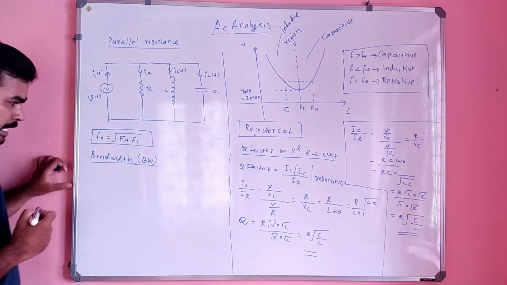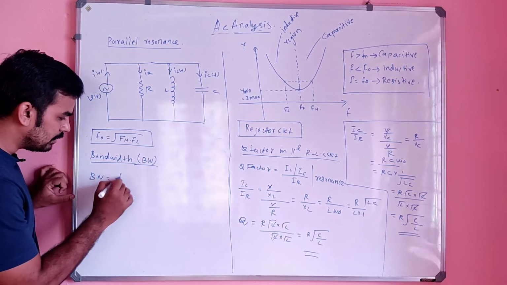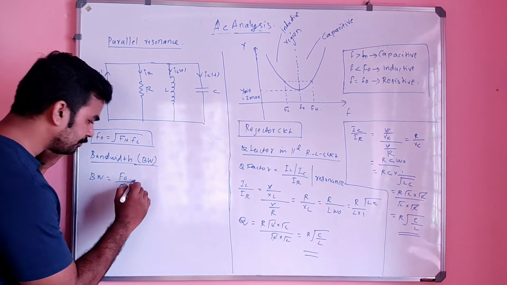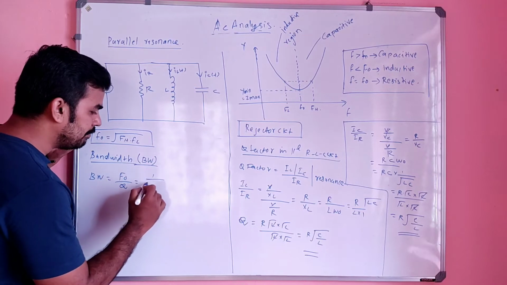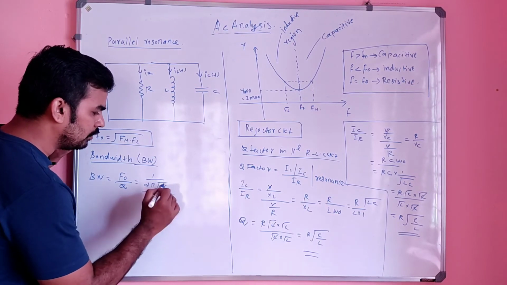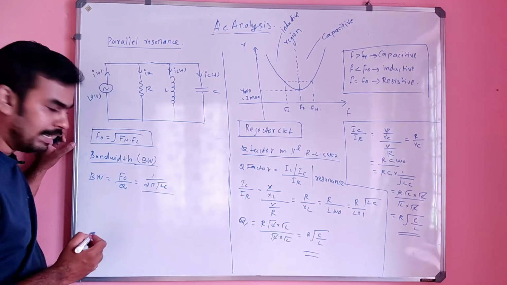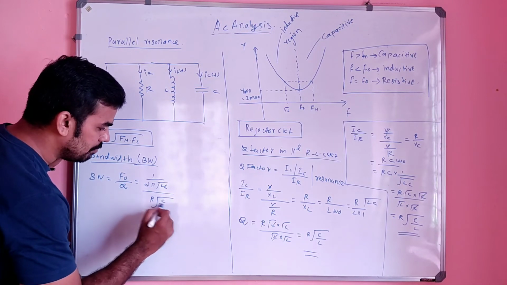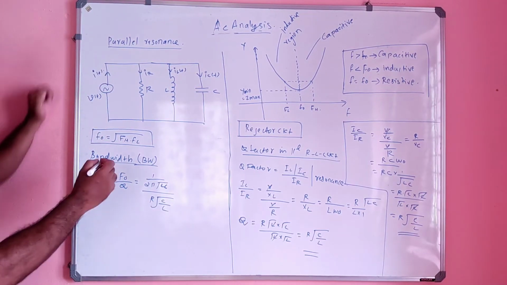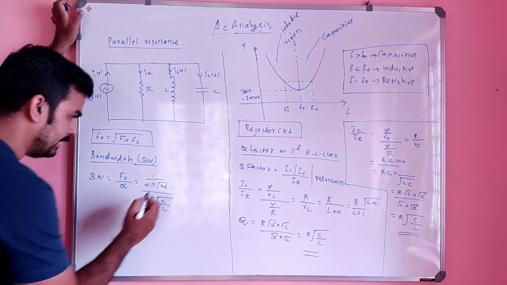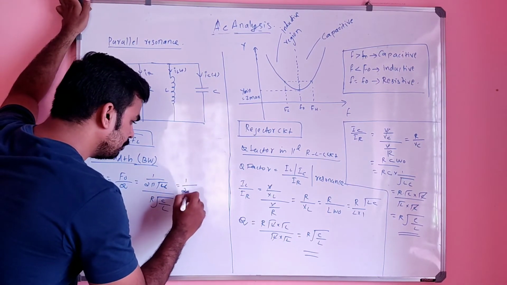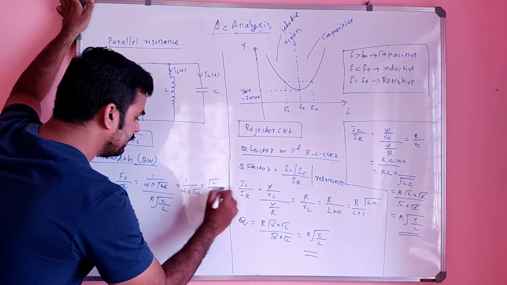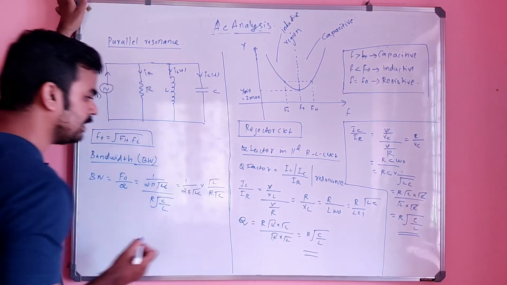What is bandwidth now? There is an equation for bandwidth, which is nothing but F0 by Q. Okay, let's check what it is. What is F0 here? 1 divided by 2 pi root of LC. Is it correct or not? And what is Q? We got the equation Q is equal to R root of C by L. Let's try to simplify this. What do I get? 1 by 2 pi root LC into root L divided by R root C. Is it correct or not?